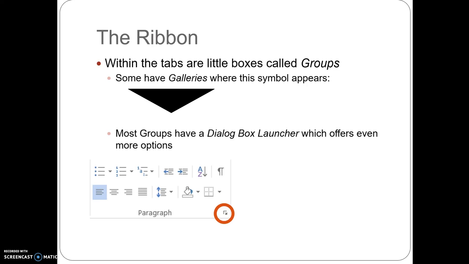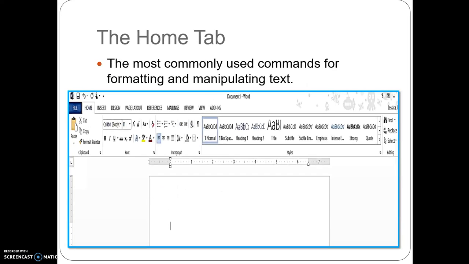Right. Most groups also have something called a dialog box launcher, okay, which is this right here. So sort of a little half of a square with an arrow. You click on that, that opens up this dialog box, and that has even more options. So this is the Home tab.